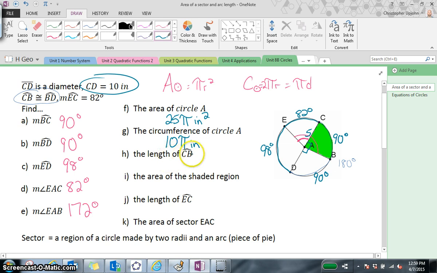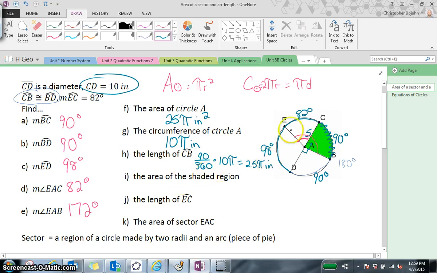Now the length of arc CB, that's just this part here. Well, we know that measure of the arc is 90 degrees, so 90 out of a possible 360 times our total circumference, 10 pi, will give us how much of our circle that is. Our circumference is all the way around. We just want to find this part of it. 90 out of 360 is 1/4. So really it turns into 1/4 times 10, 2.5 pi inches.